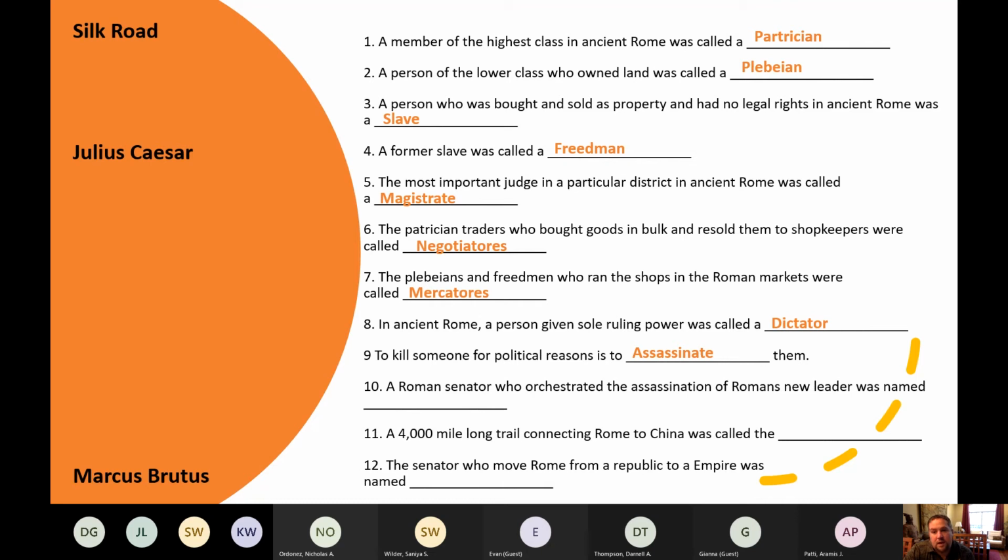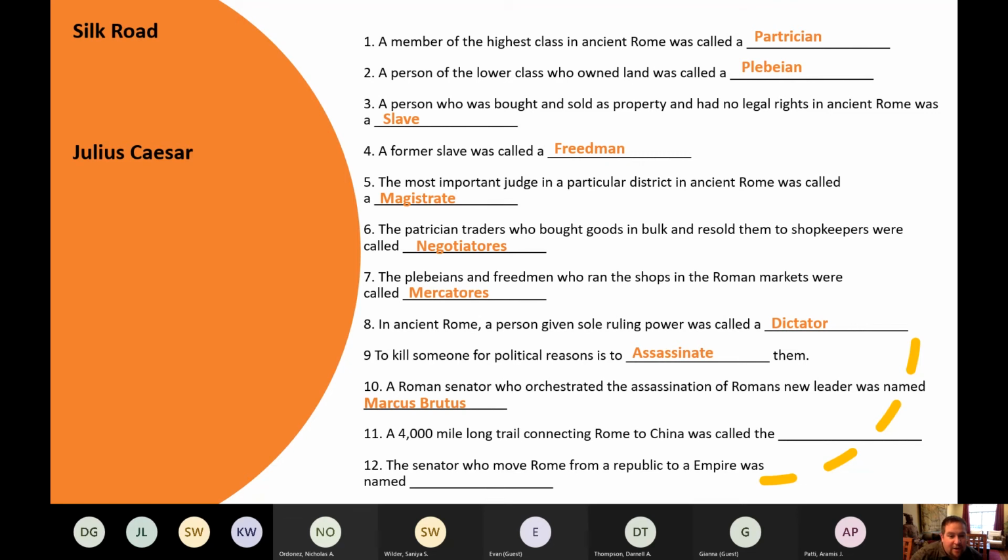All right, let's see. Aramis, what do you think? Is it Julius Caesar? Nope. So this question is really saying who's the person who killed Julius Caesar? Let's see. David, what do we think? Marcus Brutus. Good job.